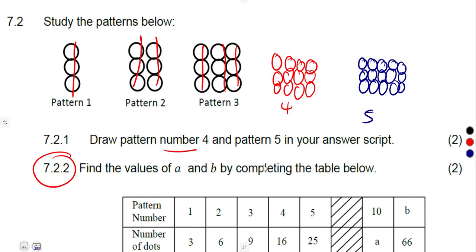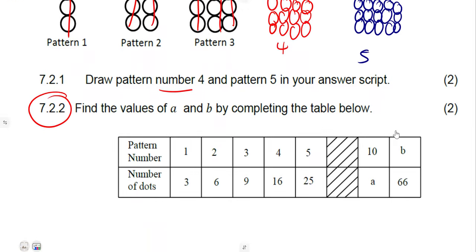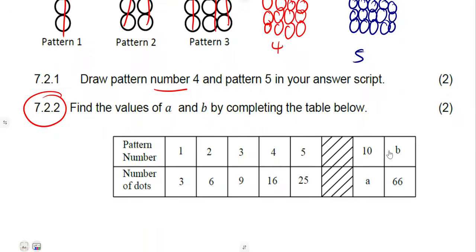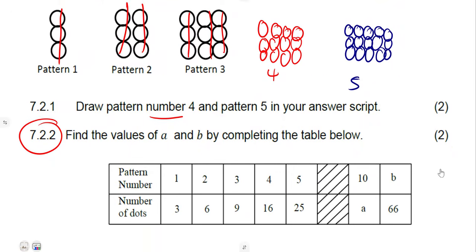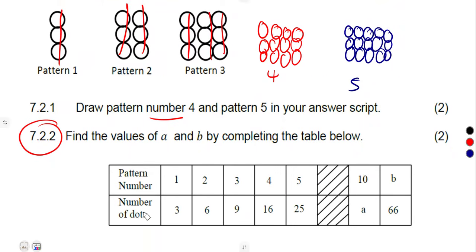7.2.2: find the values of A and B by completing the table below. For the first pattern, the number of dots is 3. The second one, there are 6. The third one, 9. The fourth, 16. The fifth, 25. So what about if there are 10? What is actually happening here? You just need to study how the numbers are going.